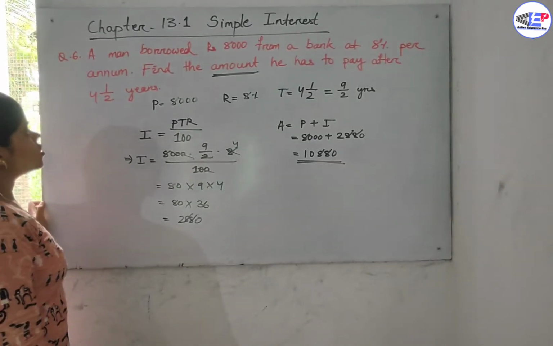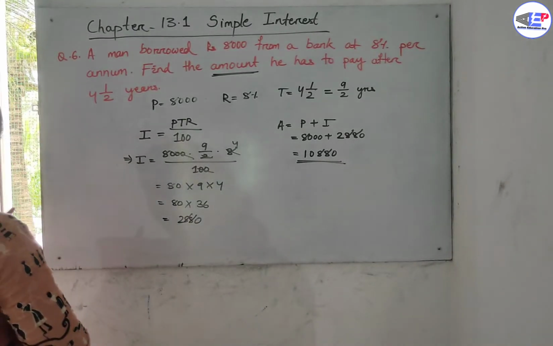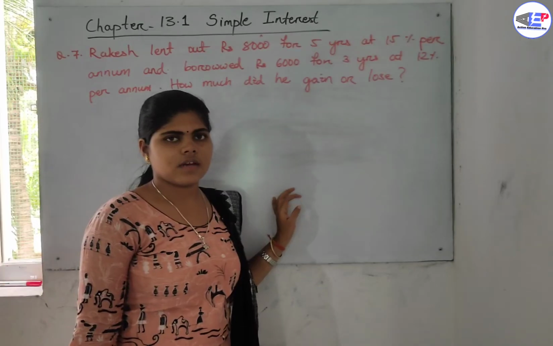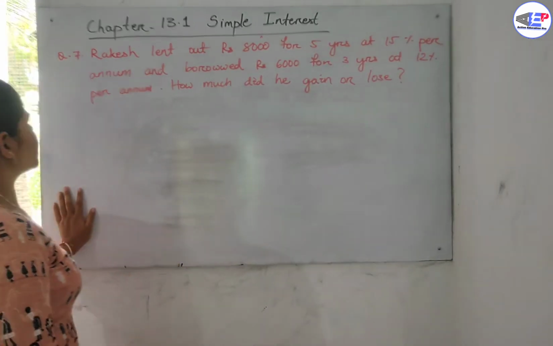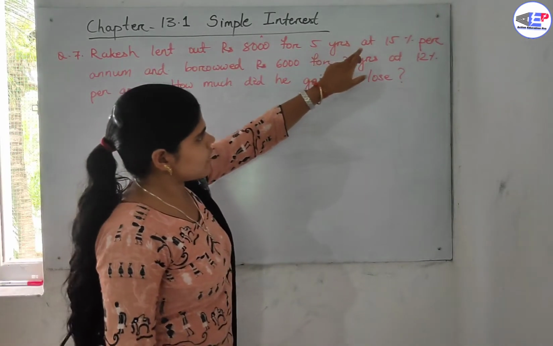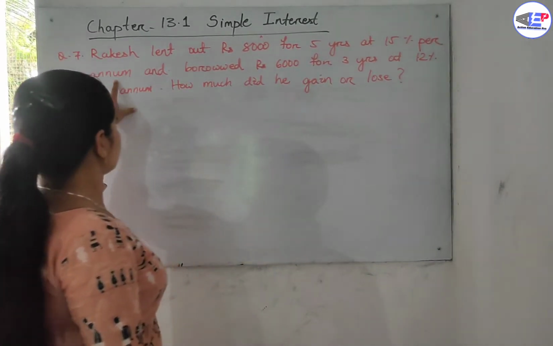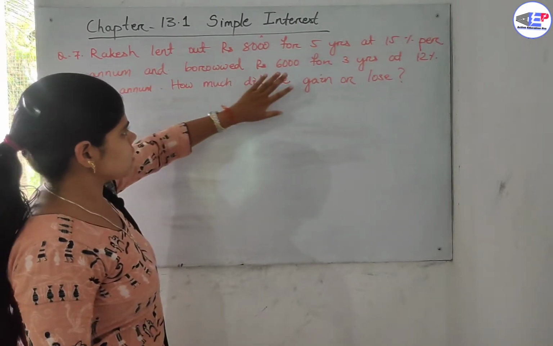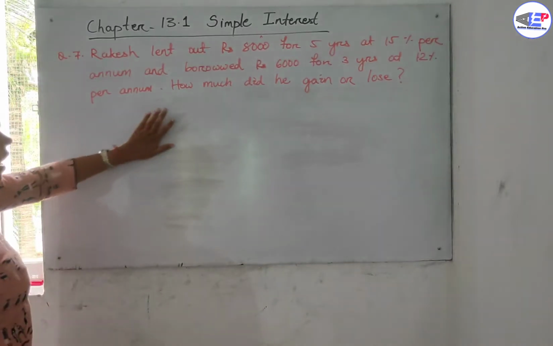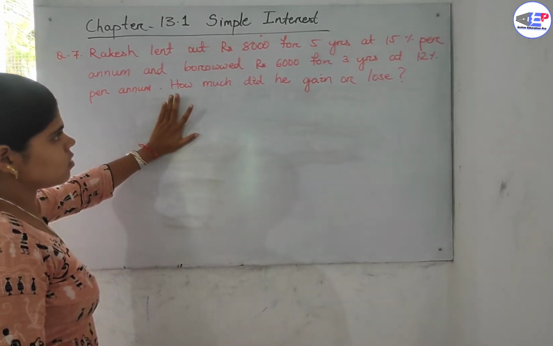Next question, question number 7. Let's start question number 7. Rakesh lent out 8,000 for 5 years at 15% per annum and borrowed 6,000 rupees for 3 years at 12% per annum. Then how much did he gain or lose?